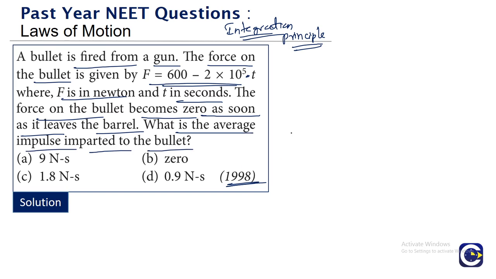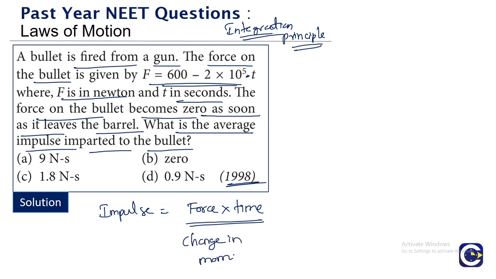They're asking what is the average impulse imparted to the bullet. What is impulse? In general, when we talk about impulse, impulse is measured as force multiplied by the time for which the force is acting on the object. This is also quantified as the change in momentum. This force multiplied by time will be useful when we have a constant force. If we have a constant force of, say, 5 Newton acting for 2 seconds, simply we do 5 Newton into 2 seconds, that's it. That will be the impulse.